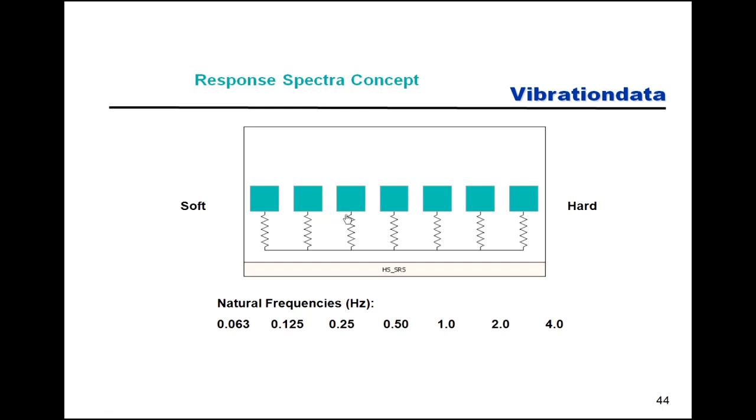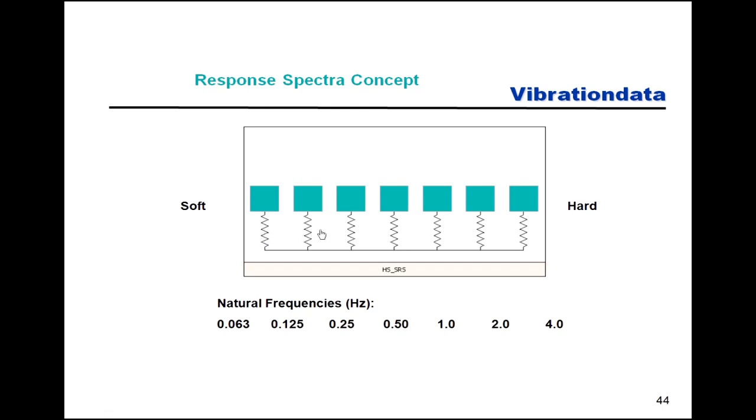So just for simplicity, consider that all these masses are the same. In that case, in order that they have ascending natural frequencies, the stiffness of these springs must vary as we go from one spring to the next. So over here we would have a very compliant spring. You might say it's a soft-mounted system, or we might even say it's an isolated system.